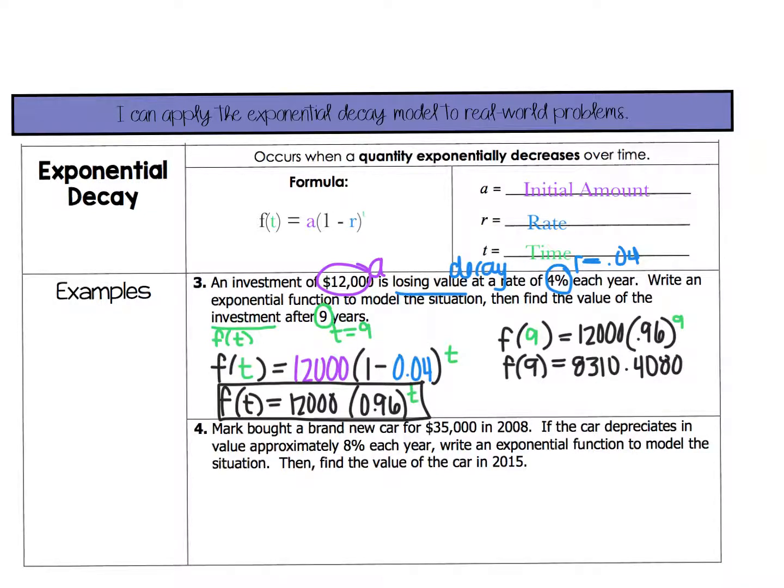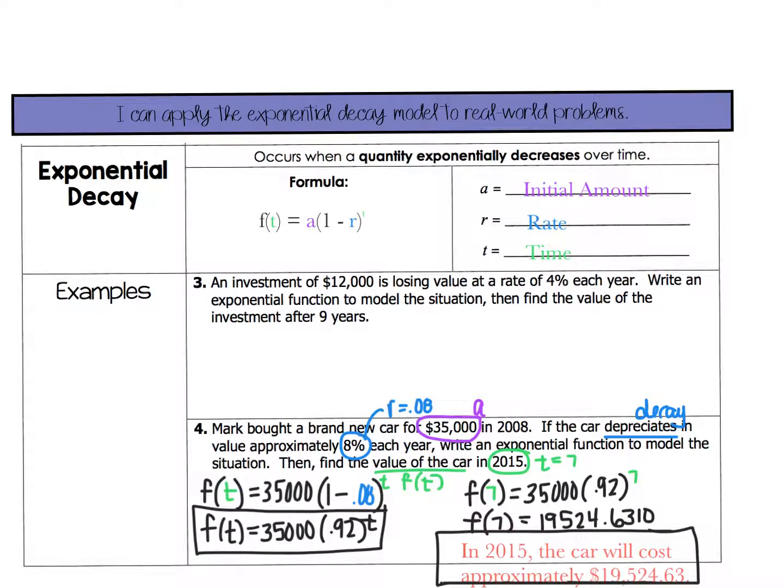All right, so we're talking about money, and it has to be in context, so I'm going to go ahead and write a sentence. The value of the account after 9 years will be $8,320.41. All right, so go ahead and pause the video, and I'd like you to try example 4 on your own.